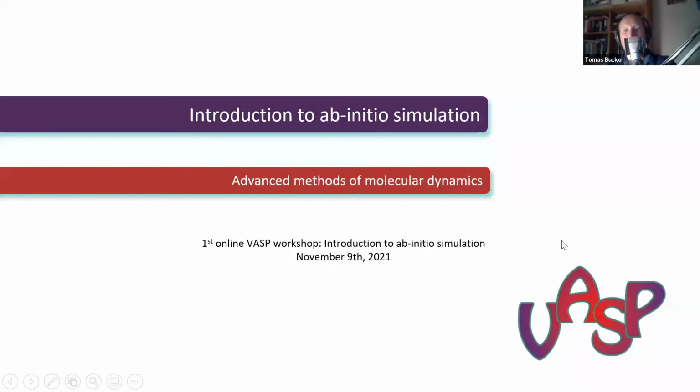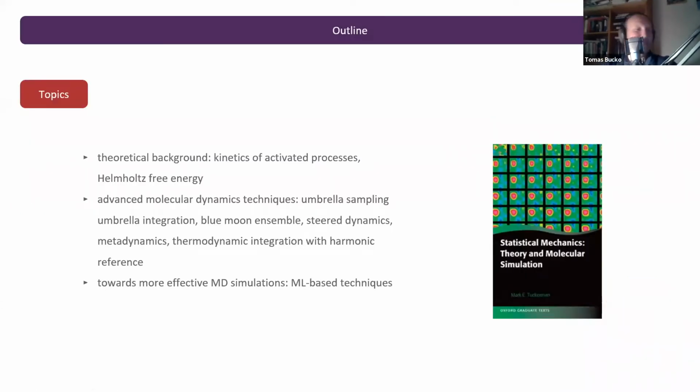All right, so this is the second lecture on molecular dynamics, where we deal more with advanced molecular dynamics methods. Before we immerse into that, we start a little bit with the theoretical background that we need to understand the basic ideas behind this methodology. So we shall talk about kinetics of activated processes and about Helmholtz free energy.